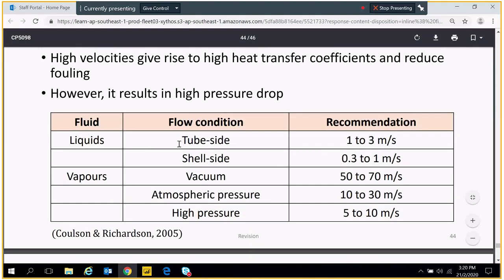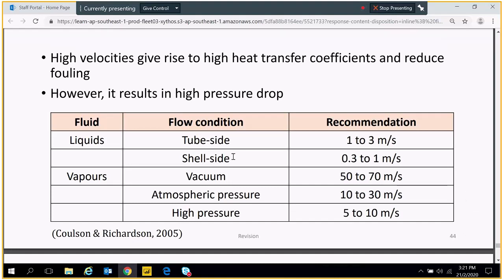This one you need to remember. The liquid tube side, 1 meter per second to 3 meter per second. Shell side, 0.3 meter per second to 1 meter per second. But this one, shell side, you must be very careful. You look at the tutorial question, the cross flow area. There's cross flow area in tutorial 7. You look at the calculation.